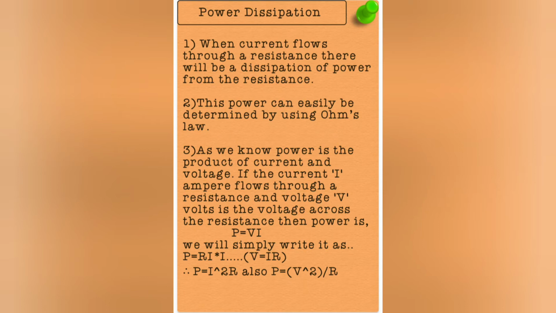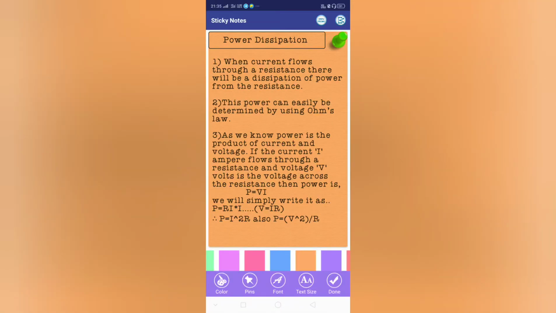If the current I ampere flows through a resistance and voltage V volts is the voltage across the resistance, then power equals voltage multiplied by current. We will simply write it as P equals R multiplied by I multiplied by I. V equals IR. P equals I squared R, also P equals V squared divided by R.